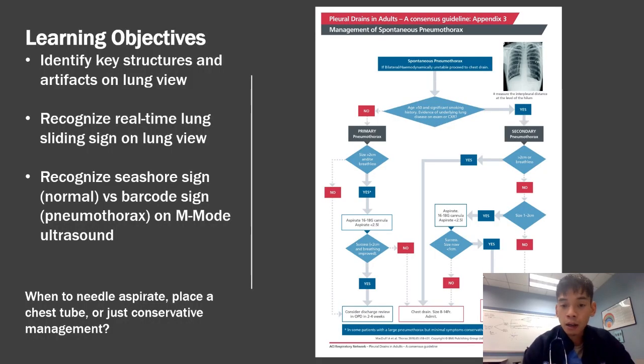And that's about it. Okay, so just a recap, are you able to identify the key structures and artifacts on this lung view ultrasound? And are you able to recognize the real-time lung sliding sign, and try to follow the B tail or the comet tail artifact? If not, are you able to recognize the seashore sign, which is normal, versus a barcode sign on M mode? Again, we'll practice all these three things as we practice in-person scanning.